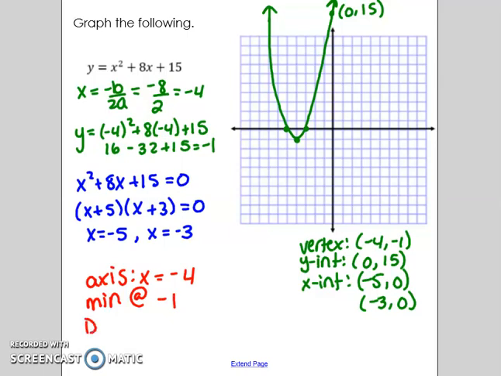If I wanted to find the domain, remember that it's all real numbers for every quadratic. And the range here, we focus on the y value of the vertex again, so -1, and where the other y values are. So everything is above -1. So our range will be y is greater than or equal to -1.